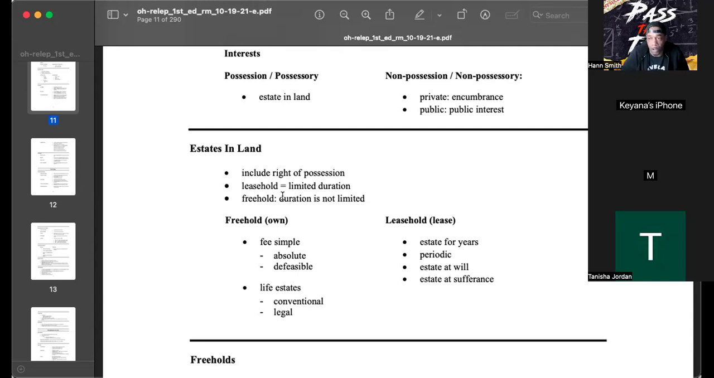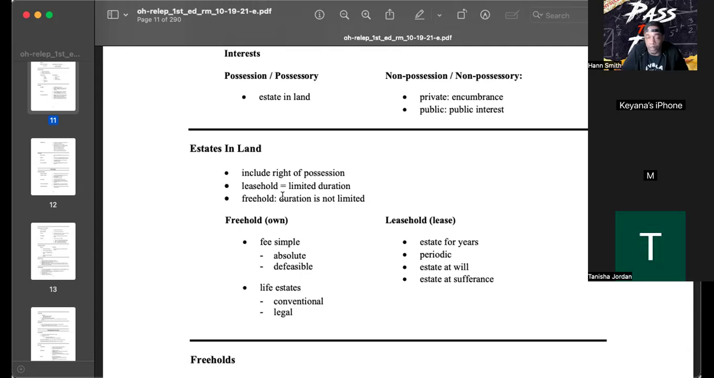So what types of leases are there? You've got an estate for years, periodic, an estate at will, and an estate at sufferance. I always start with the easy one. An estate at sufferance means that the landlord is suffering. It's like a squatter in the house. They're not paying the rent.